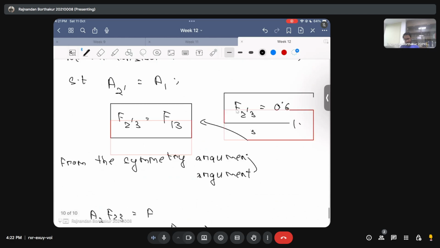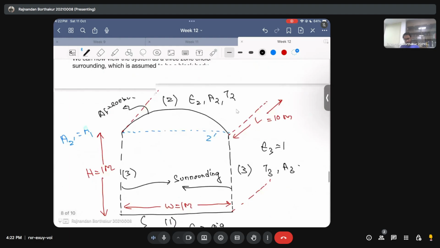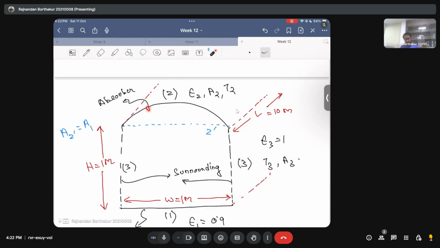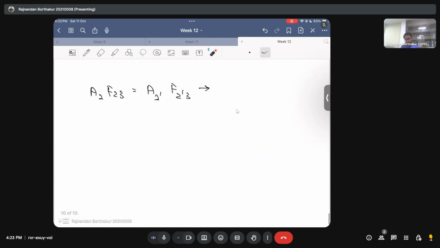And by this, what I mean is that whatever the radiation that leaves surface 2 that strikes surface 3 is actually coming through this surface 2 prime, and that is true, right? Because we are considering 2 prime in such a way that the amount of radiation that will leave the absorber, which will strike the surrounding, is going to pass through the fixed shear surface 2 prime. So maybe I'll write down this explanation.